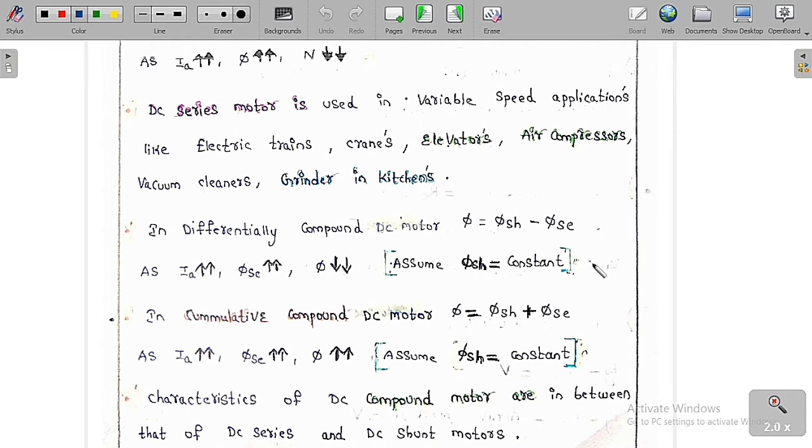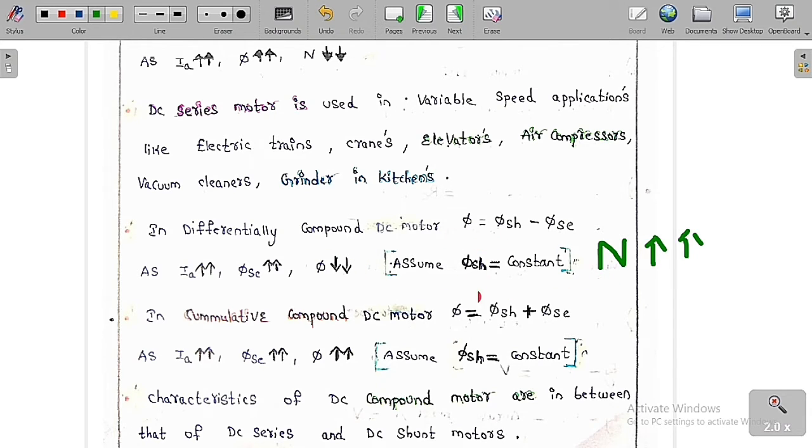So its speed will increase. So we can say in differentially compound DC motor, the resultant flux is equal to shunt flux minus phi SC. We are always going to assume the shunt flux is greater than the series flux. So whenever the load increases, the current IA increases, so phi SC increases, so the resultant flux decreases. We are going to assume the shunt flux is constant.